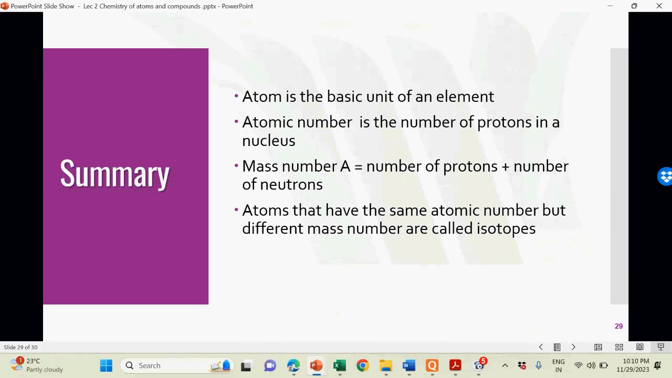The summary: atoms are the basic units of the elements, as we mentioned, and the symbols represent them. The atomic number is the number of protons in the nucleus, and it is almost equal to the number of electrons. The mass number A equals the number of protons plus the number of neutrons. The atoms of the same element have the same atomic number and different mass numbers.